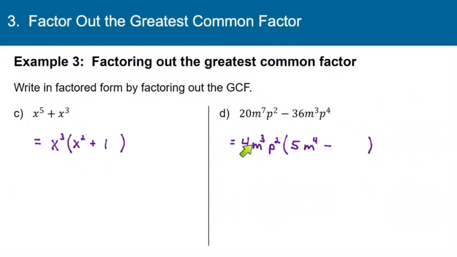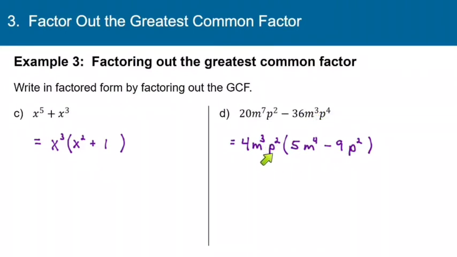And we have to ask ourselves, what do we have to multiply by this GCF to produce this term? Well, 4 times 9 would be 36. And notice the m powers. Our GCF contains m to the third, and this term we're trying to create also contains m to the third. So I don't need any m power here. But we do need p squared, right? Because p squared times this p squared is what we need to make p to the fourth.